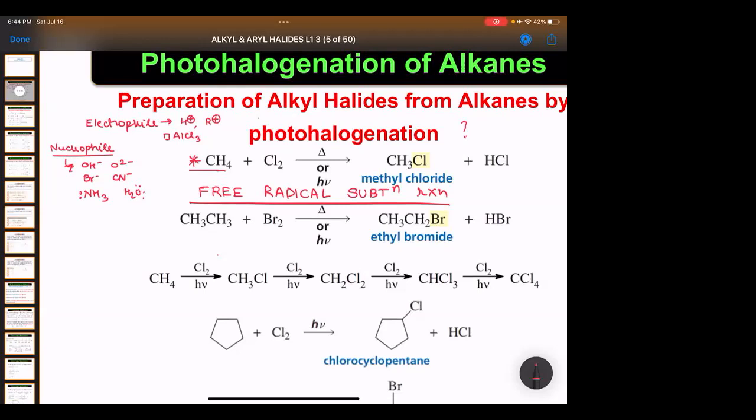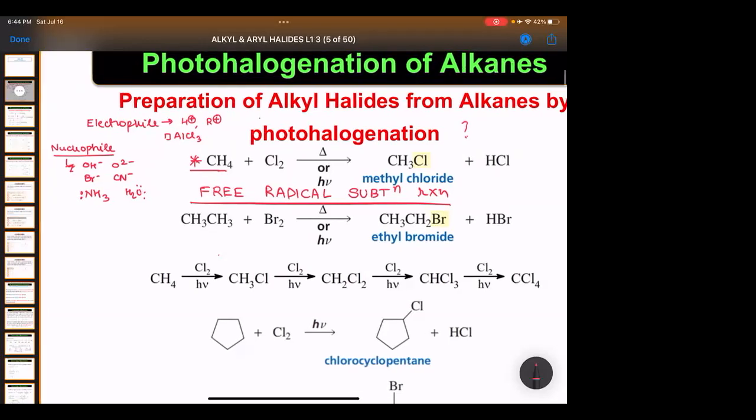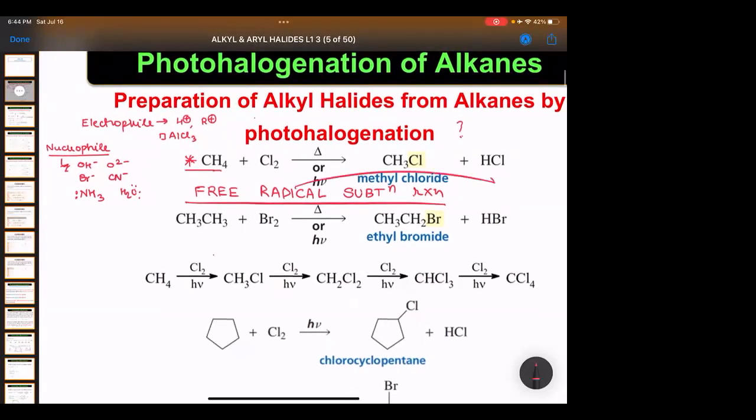Suppose if you take Cl minus, it is a nucleophile. Br minus is a nucleophile. But if you take an example of Cl with an unpaired electron, it is just like a Cl atom, a single Cl atom which has one unpaired electron. So that is a radical. So Br radical. Okay.